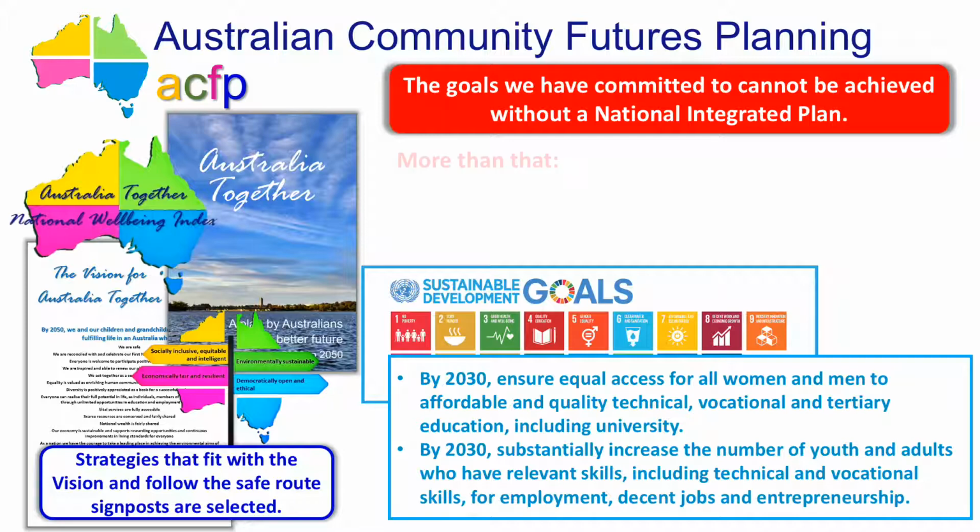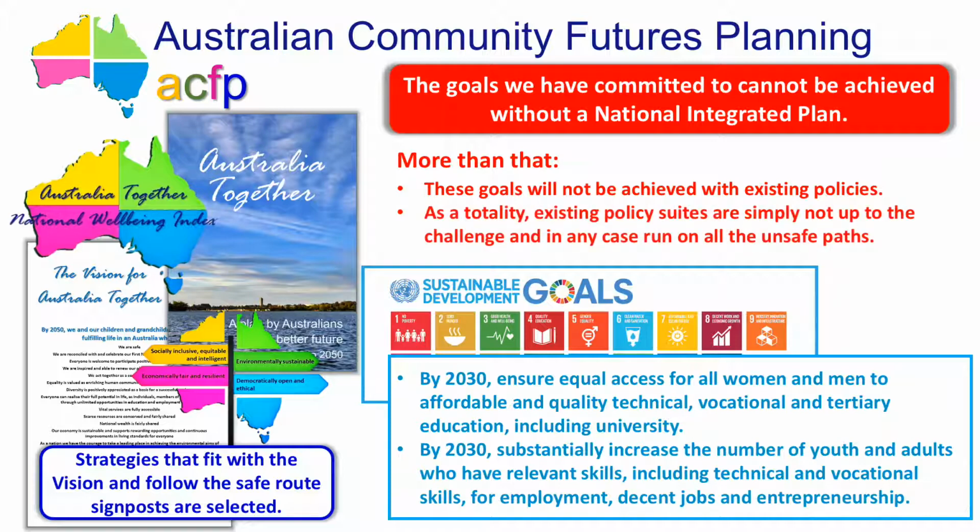More than that, these goals cannot be achieved with existing policies because there is little, if any, match between current government policies on the economy, the environment and social equity, and the draft vision and directions of an inclusive plan like Australia Together. Many current federal and state government policies run along unsafe paths that don't match either the draft vision or the United Nations Sustainable Development Goals.